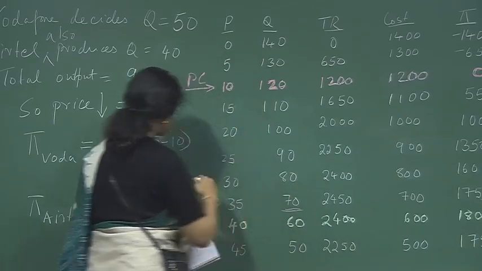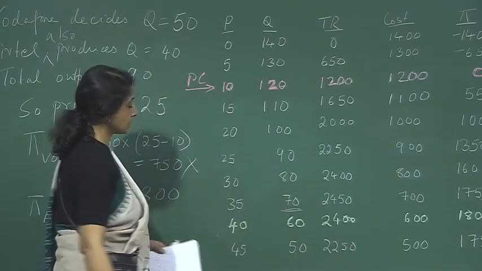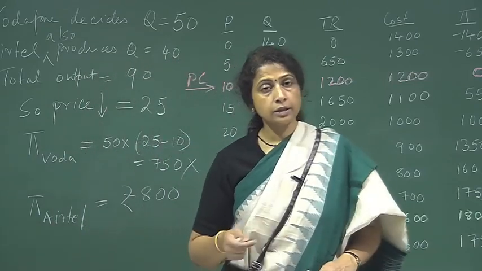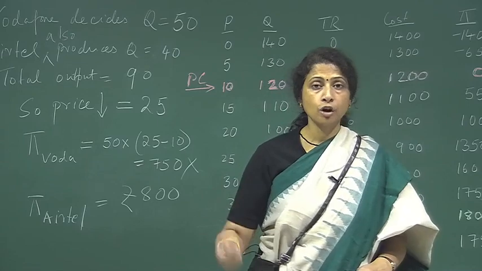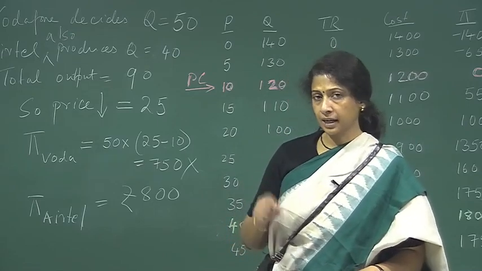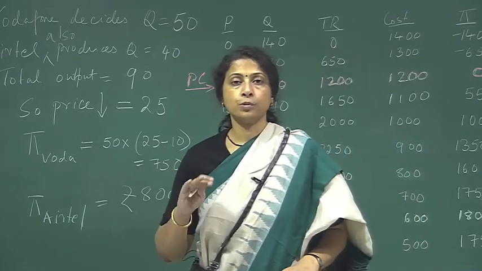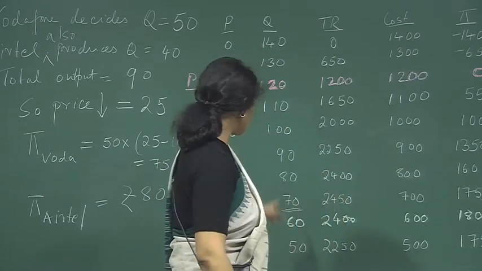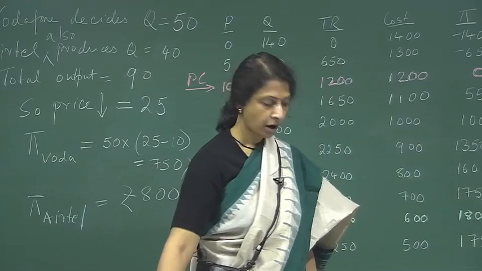So neither of the firms is going to increase the output even further beyond 40 units, and they will settle at producing 40 units, and together they are going to produce 80 units in the market.